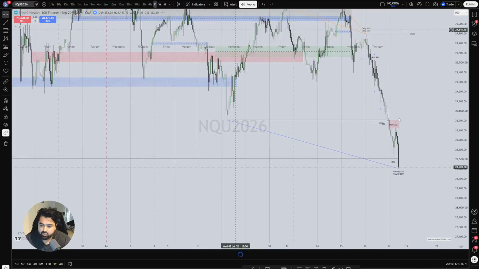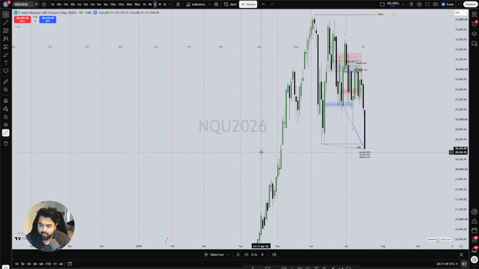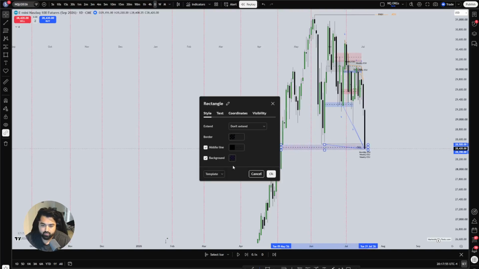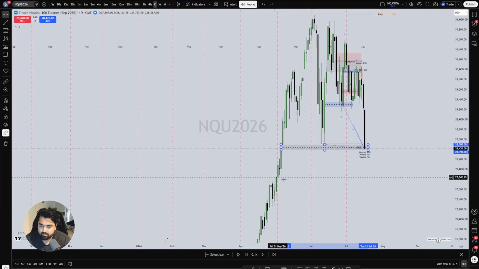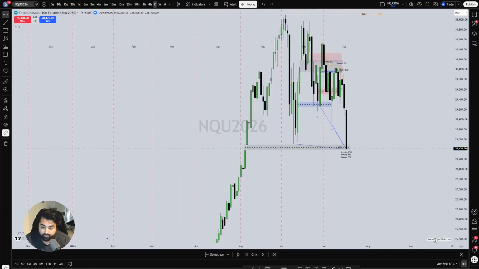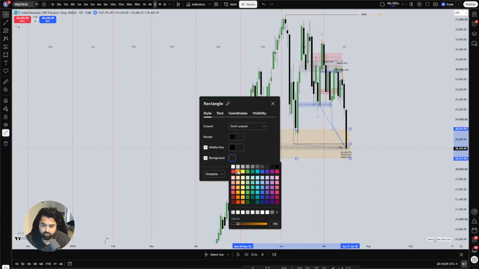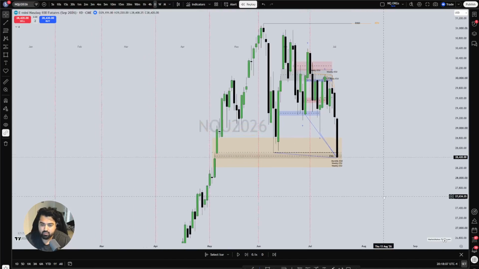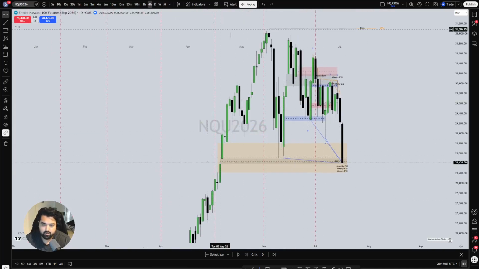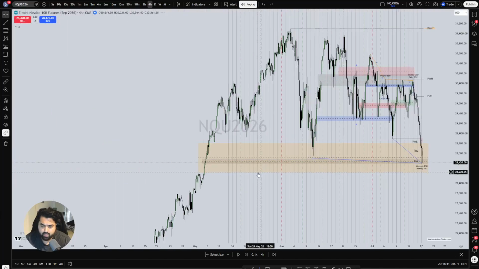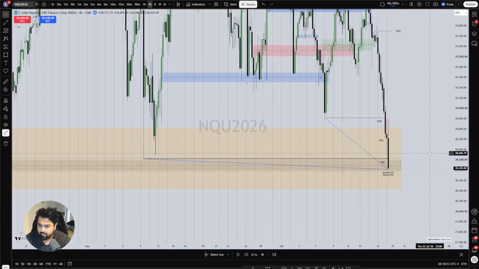Then I went to the daily chart. The daily chart had a gap over here. This one. Let me mark it out. Let me make it gray. And then on top of that, we had a fair value gap. This is the whole fair value gap. I will make it orange. So we are in a fair value gap. In this gap over here.